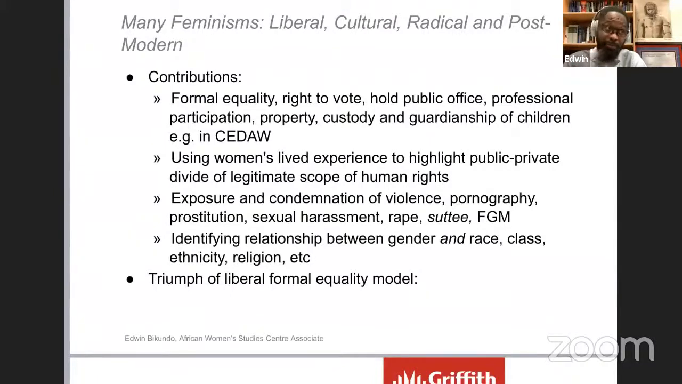Okay, so the contributions of these different feminist schools are quite clear. So liberal feminism has had the most impact. So we have formal equality, the right to vote, the right to hold public office, the right to participate in professional associations and work, the right to own property, reforms around the custody and guardianship of children, and so on and so forth, best exemplified in the Convention on the Elimination of All Forms of Discrimination against Women.